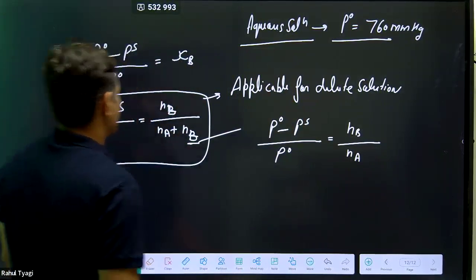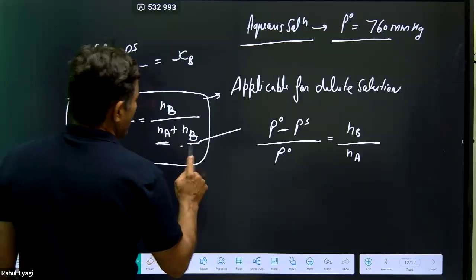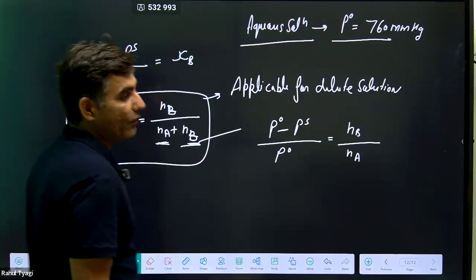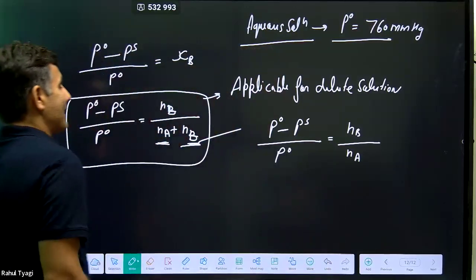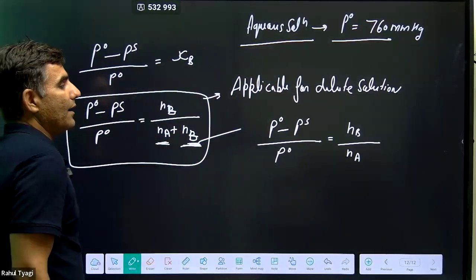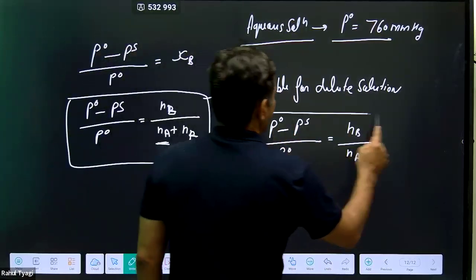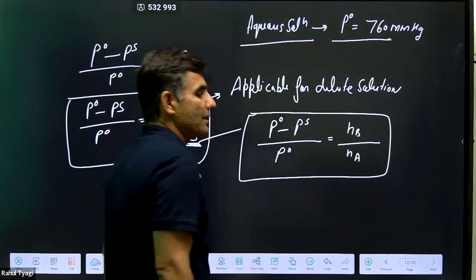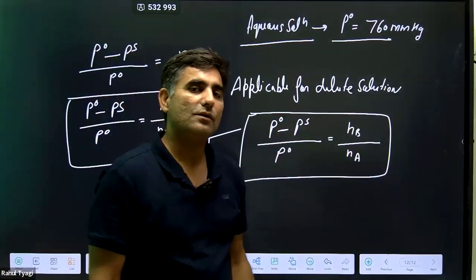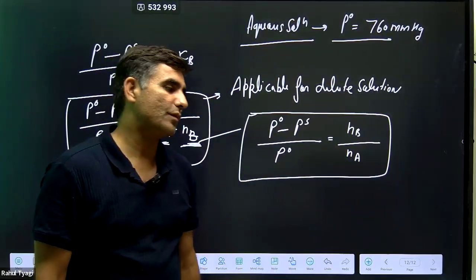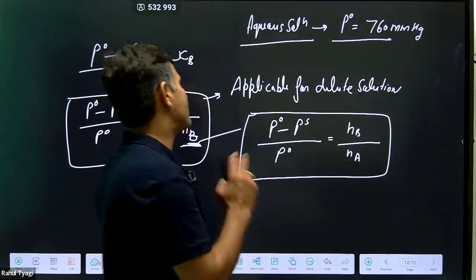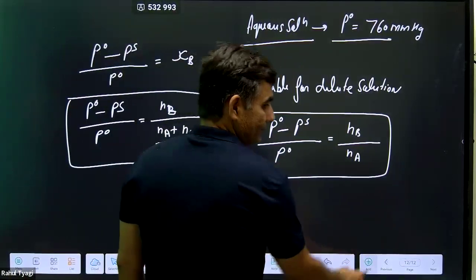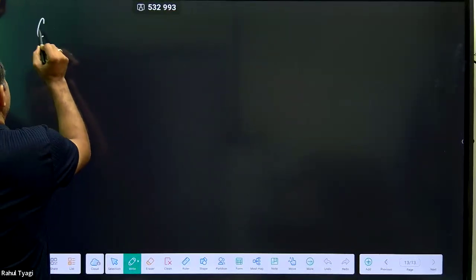And in case of dilute solution, the mole of A is far greater than the mole of B. That means I can neglect the mole of B here and I can use this simple formula. So on the basis of that, you can solve so many questions. At the end of the chapter, I will discuss so many questions. Next topic. Next topic is elevation in boiling point.